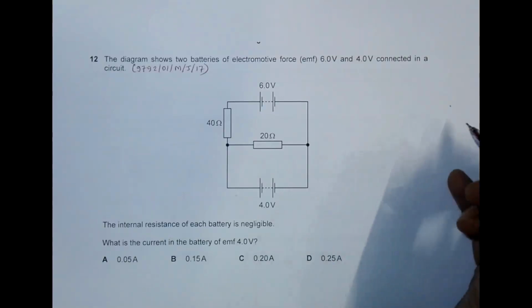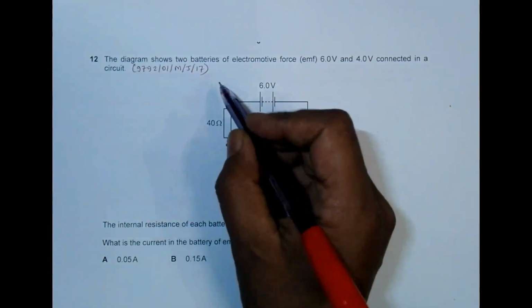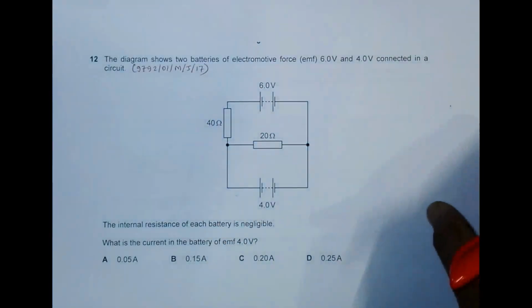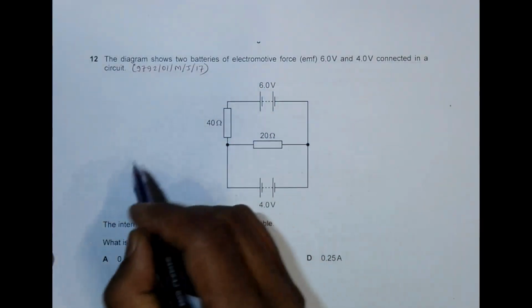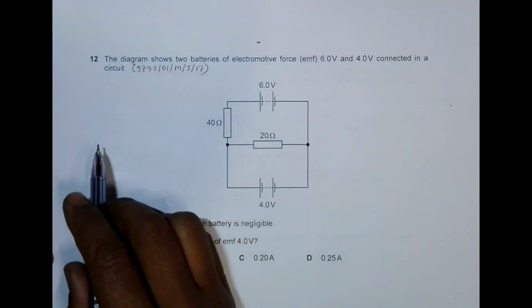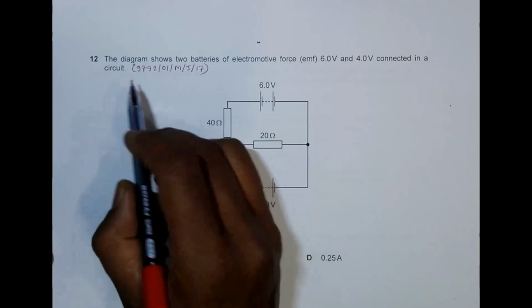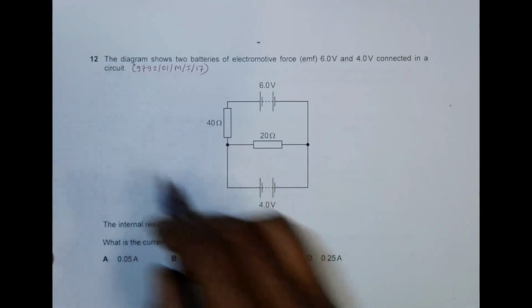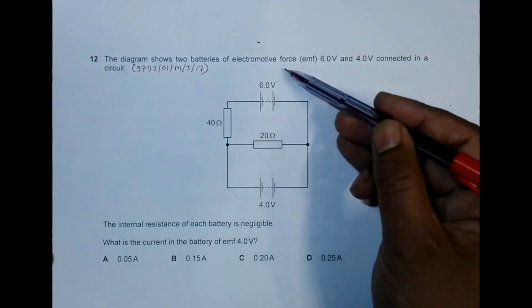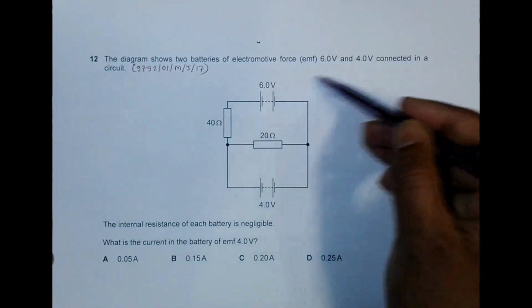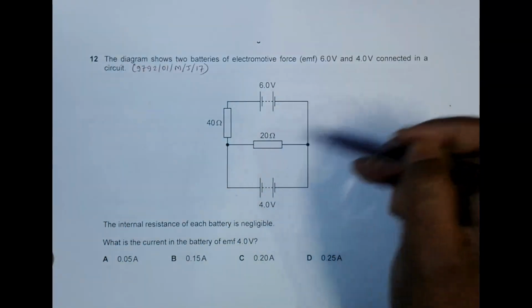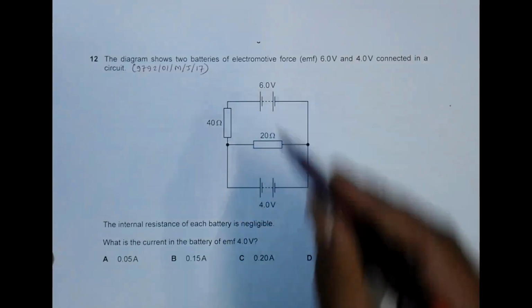So this is a question from another board, so useful to A level students. This is concerned with the chapter current electricity, actually DC circuits. It says that the diagram shows two batteries of EMF 6.0 volt and 4.0 volt connected in a circuit.